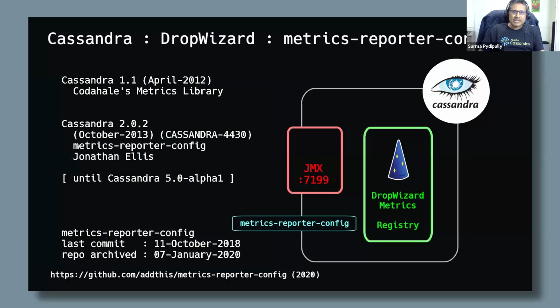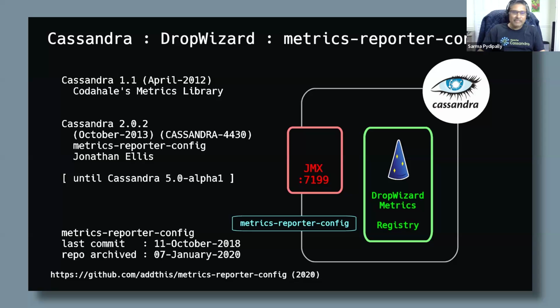Now, this library was added back in April 2012 into the Cassandra project. And you can see in Cassandra version 2.0.0, in October 2013, using the Jira ticket I mentioned there, our favorite Jonathan Ellis worked on that ticket. He added that metrics reporter config module into Cassandra. And on the left side, you see this module exists until Cassandra 5.0 Alpha 1.